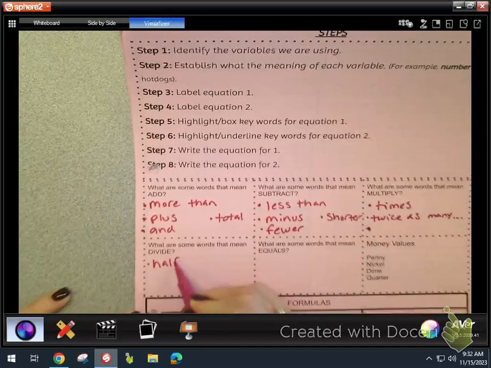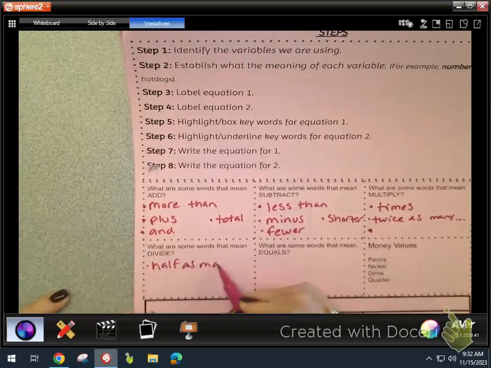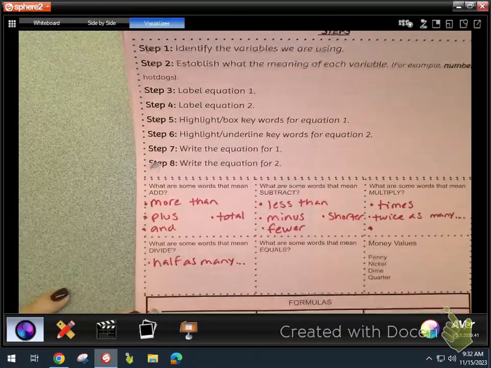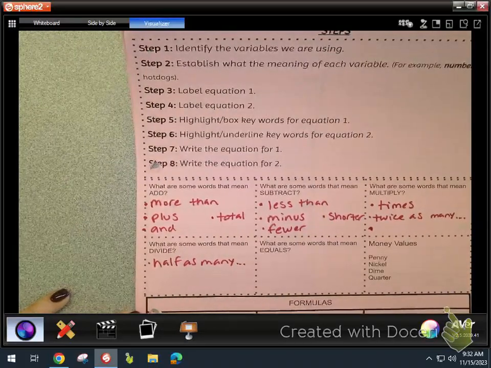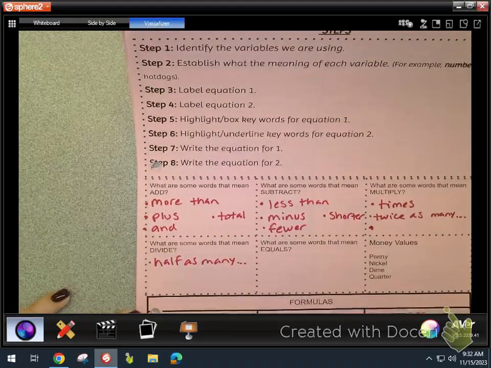Half as many. And again, I'm going to put just half with those. A third, a fourth, like just saying fractions of that, but I don't really think we'll see much of that.